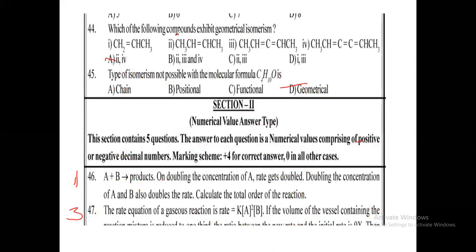Next, which of the following compounds exhibit geometrical isomerism? Conditions for geometrical isomerism: there should be a multiple bond, and on each double bonded carbon, there should be 2 different groups. You see this double bonded carbon and this double bonded carbon. On this one, hydrogen is 1 group, 1 atom, and CH3 is 1 group. On this double bonded carbon, hydrogen and CH3. So it can show geometrical isomerism. If you take this one, on this double bonded carbon, hydrogen and CH3, 2 different groups are there. But here on this double bonded carbon, 2 hydrogen atoms are there. It cannot show. The other can show.